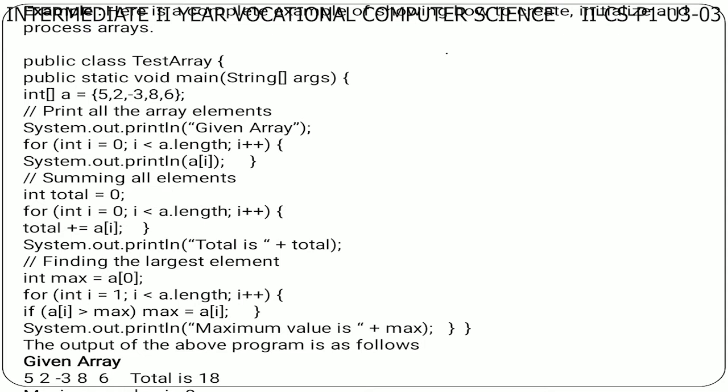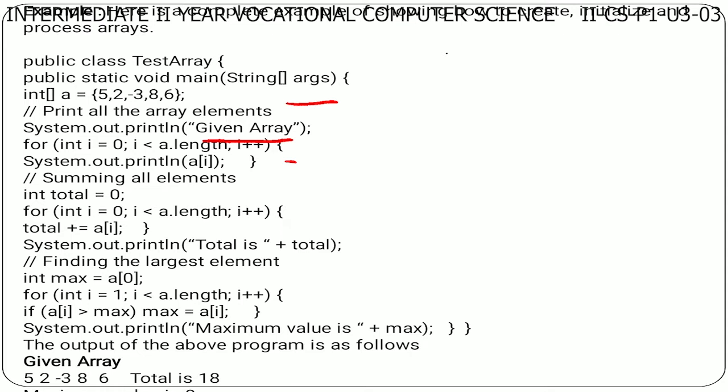Now the first thing I'm showing you is how to print all the array elements. So system.out.println, I'm just printing a statement, given array, that is I'm just telling that I'm printing the array. As I said, for accessing the array we need a for loop. So I'm writing the for loop: for brackets int i equal to 0, semicolon, i is less than a dot length, semicolon, i plus plus, and opening the for loop. Within the for loop, I'm printing system.out.println of a of i.